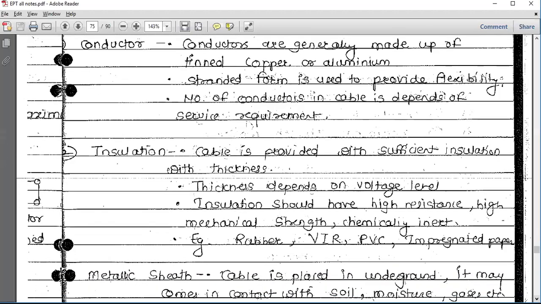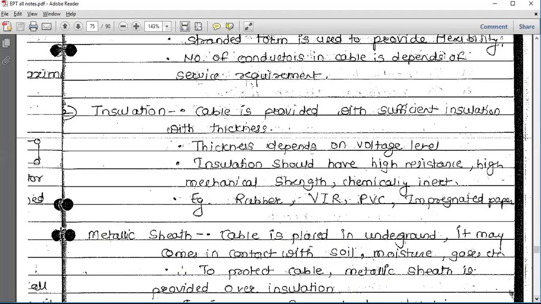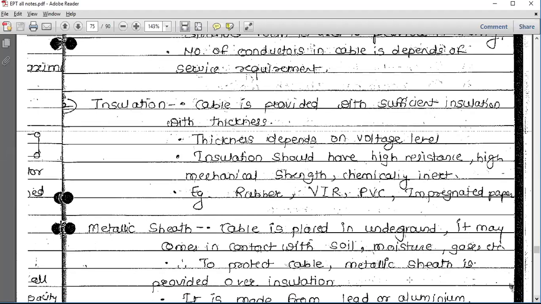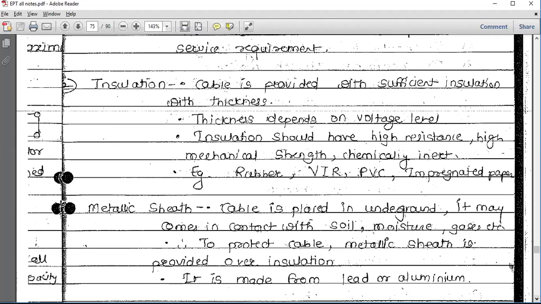Then the metallic sheet. The cable is placed underground, so it may come in contact with soil, moisture, and gases. To protect the cable's internal part, the conductor, a metallic sheet is provided over the insulation. It is made up of lead or aluminum. So this is your metallic sheet.